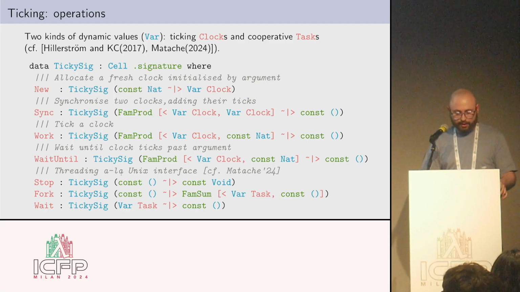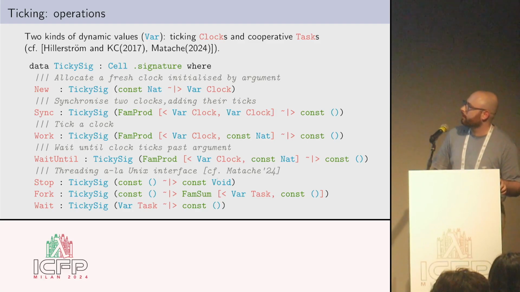And then we can also wait on a clock. Wait until says, given a clock, wait until it's at least this value. We might not stop waiting at exactly that value, but we might be woken up sometime in the future. And then we have 3 operations for threading. We can stop, presumably in a child thread. We can fork, which is either going to give us the task ID or just a unit if we're the child. And we can also wait on a task for it to finish.